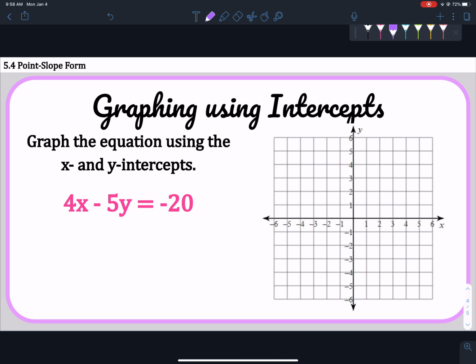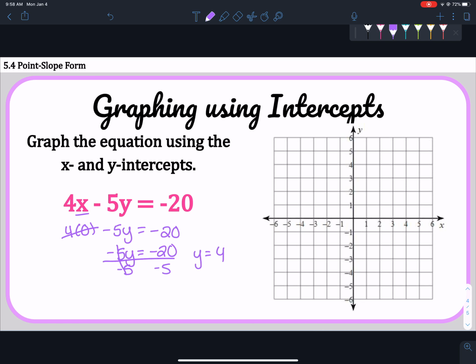So now we're going to practice. We are actually going to graph these lines using their x and y intercepts. Now these are different equations from before, so we will have to solve for them. So I'm going to solve for my y-intercept and plug in 0 for x. So I get 4 times 0 minus 5y is equal to negative 20. 4 times 0 cancels out, and I get negative 5y is equal to negative 20. Divide by negative 5, and y is equal to 4.